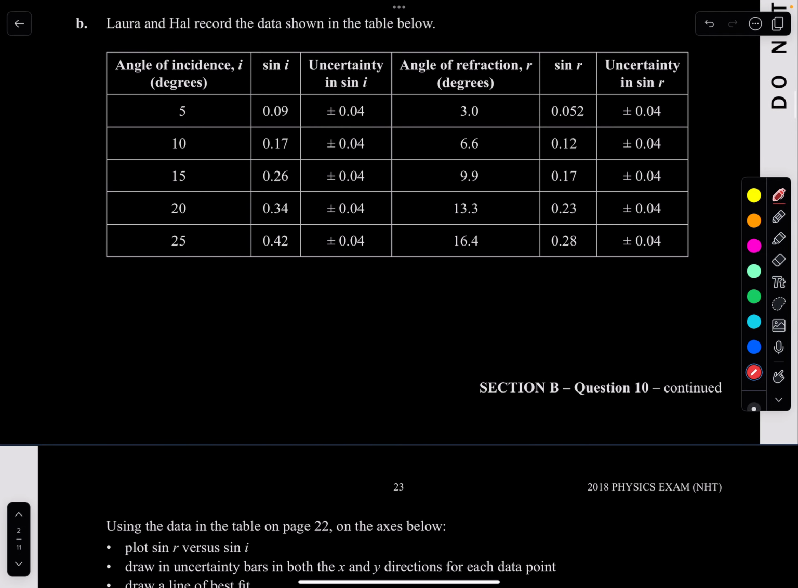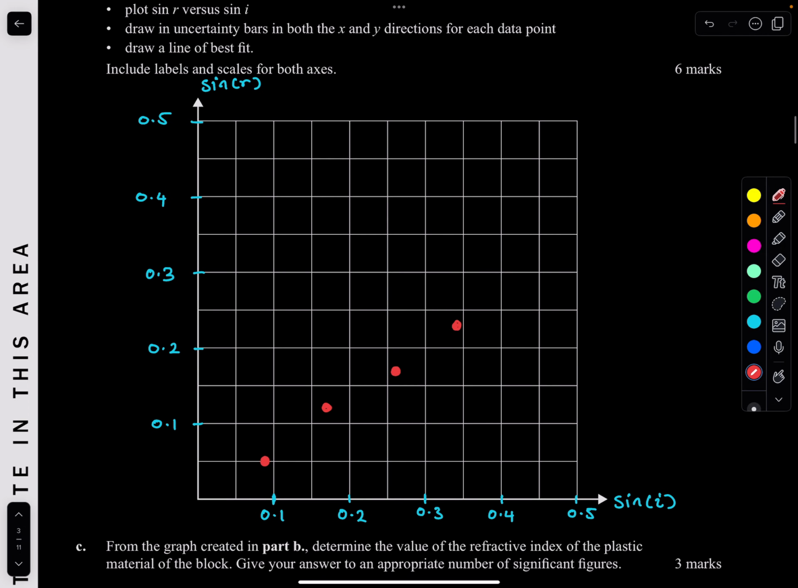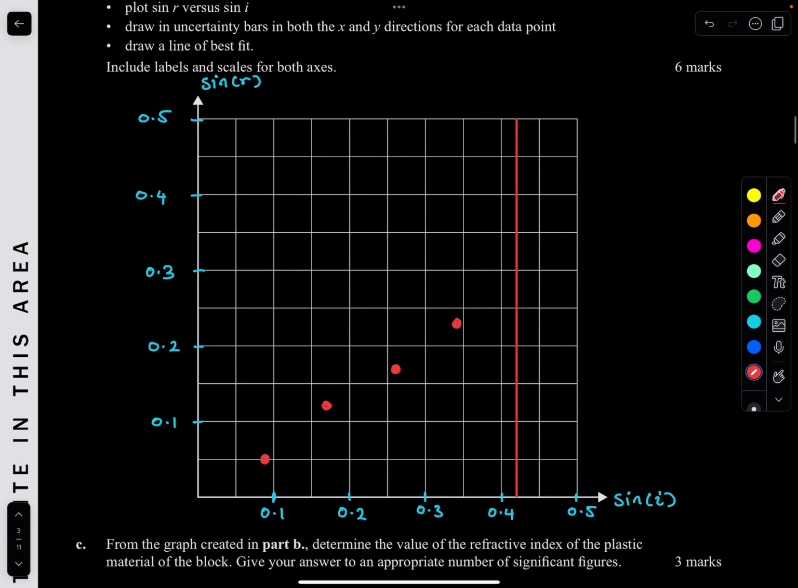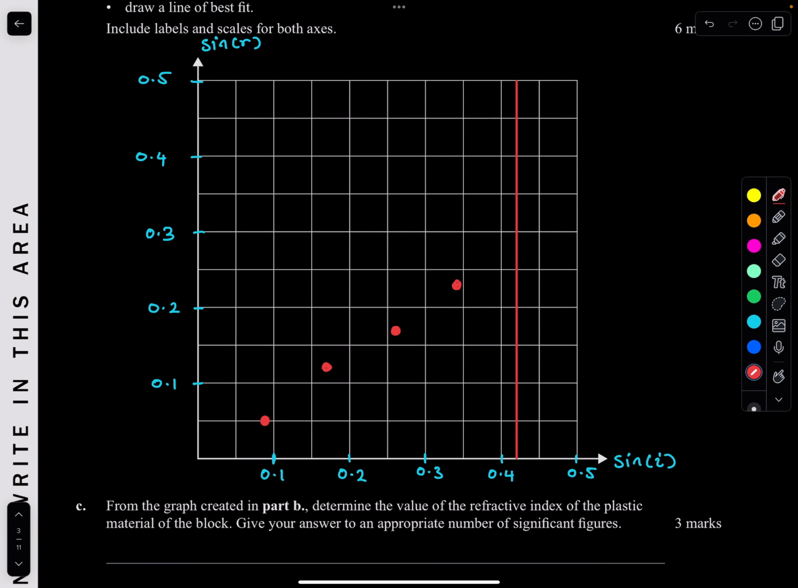So next one is 0.42. So 0.42 is approximately, so that's halfway, it's around there, basically. And what's your y value? It's 0.28. So 0.5, 0.7, it's around here, basically. That's it, and I'm going to rub those off.